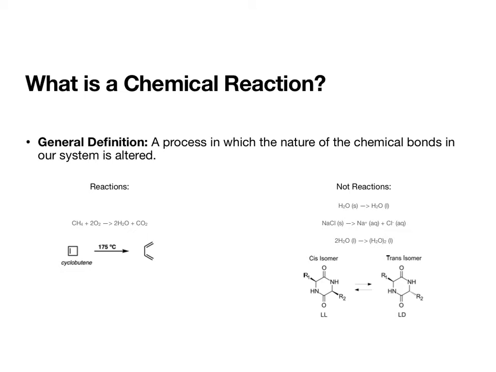Okay, so this will seem really simple, but before we can go through this material, we have to agree upon what is a chemical reaction. And it turns out that there are a lot of processes that chemists work with and that are very interesting and we study that are not actually chemical reactions. So, the general definition of a chemical reaction is a process in which the nature of the chemical bonds within the system is altered. So, an example of this would be the combustion of methane to form CO2 and water.